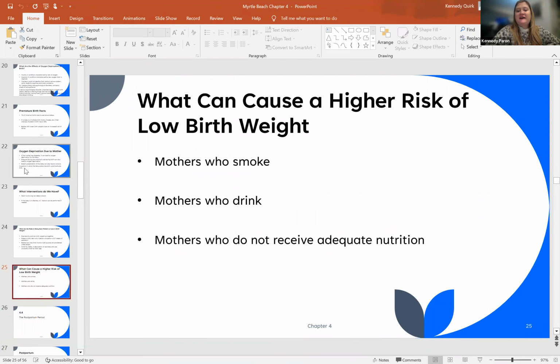So what can cause higher risk of low birth weight? Mothers who drink and smoke and consume drugs, as well as mothers who do not receive adequate nutrition during the pregnancy, are at higher risk of low birth weight.